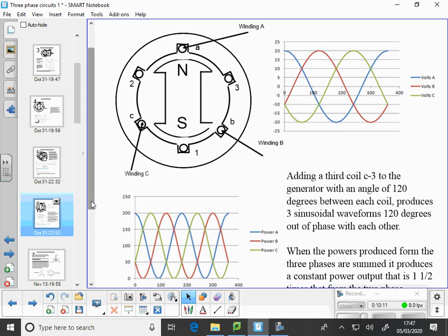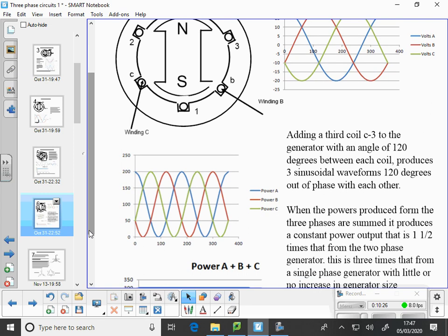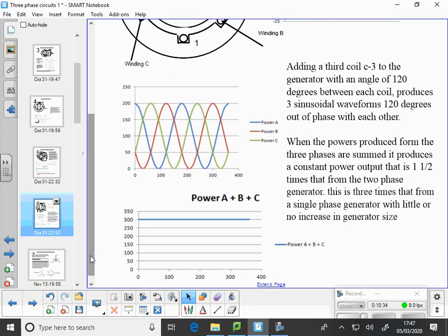Okay, so we add a third coil to the generator, at an angle of 120 degrees between each coil. We get three sinusoidal waveforms, 120 degrees out of phase with each other. If we look at the powers, they're all above the line, and they're all 200 high. When we add them together, we get a straight line, all being equal, at 300.